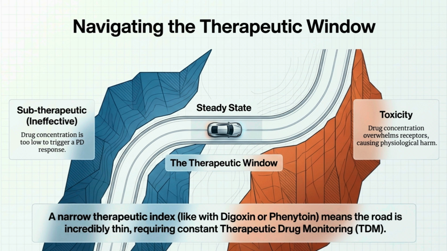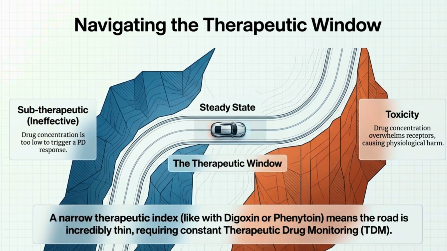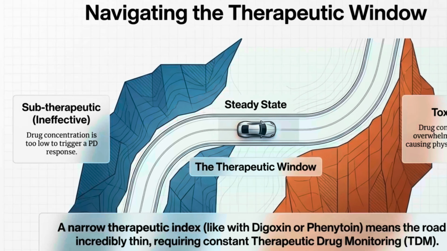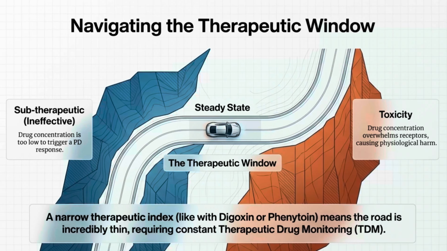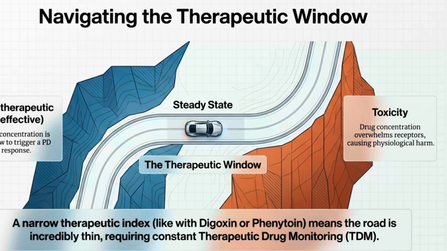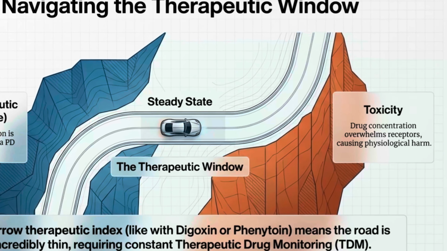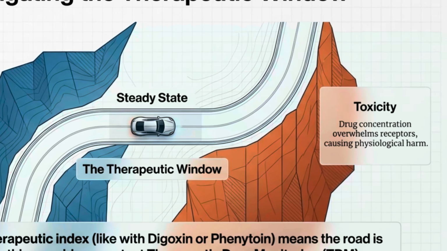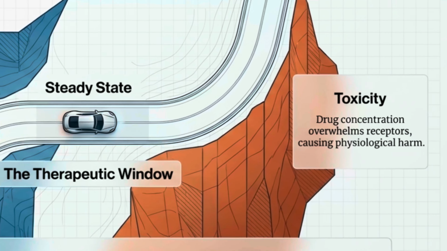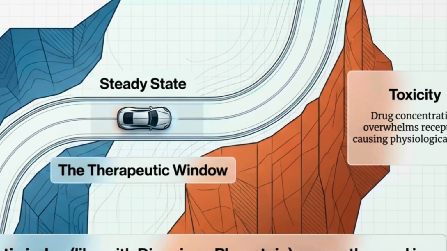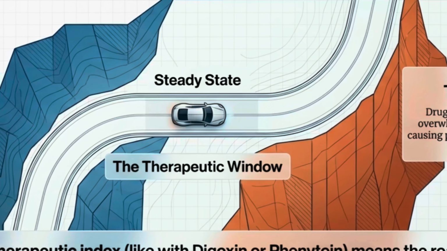But in the clinic, you cannot just pump a patient full of drugs until the roof blows off. You have to navigate the therapeutic window. If your dose is too low, you hit the sub-therapeutic zone. The drug is completely ineffective. But push the dose too high, and you hit toxicity, where the concentration overwhelms the receptors and causes severe physiological harm. Your goal is to keep the drug perfectly trapped in that green middle zone.